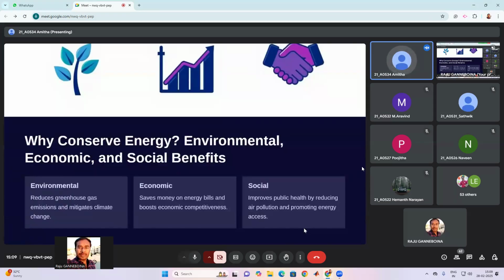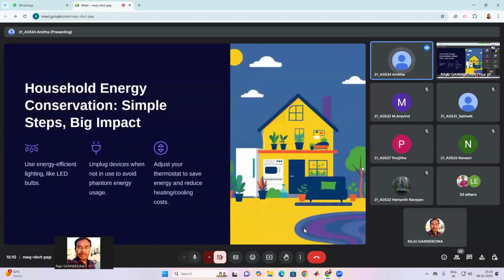We also have social benefits. Less energy consumption leads to cleaner air, reducing the respiratory diseases and also improving the public health. In this way, we have environmental, economic, and social benefits. Now, let's see the different aspects where we can conserve and also use the energy efficiently.